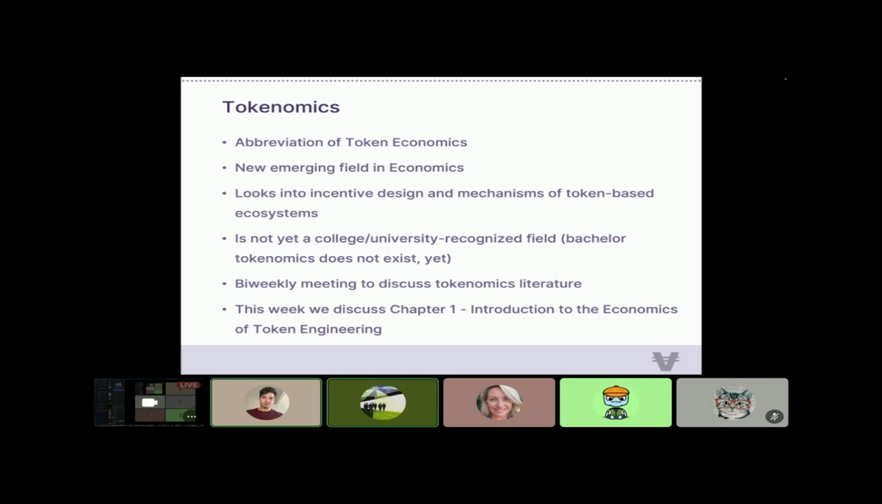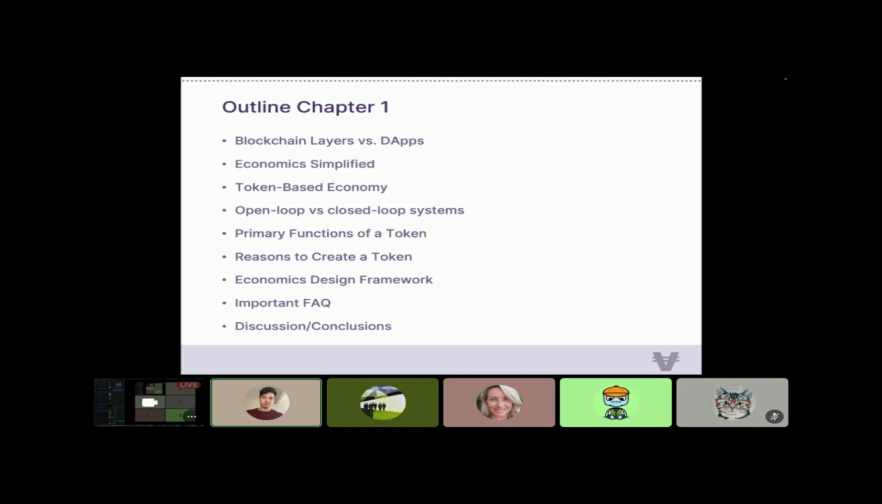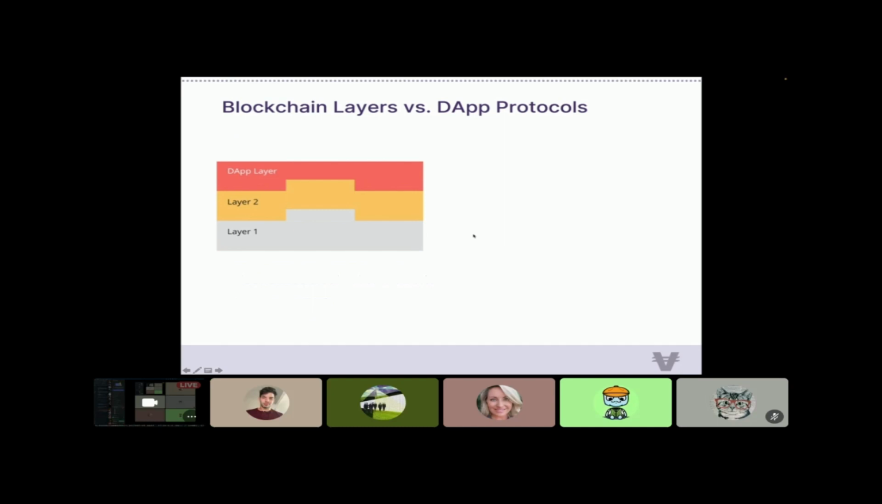This week we will discuss the first chapter of the book that I just mentioned. The outline of this chapter has several topics, and at the end I wrote some discussion and conclusion points, and hopefully we can look back on an hour in which we learned something about tokenomics. I'm a bit critical of this book. It has some grammatical errors and also some things that I still didn't understand after reading several times.